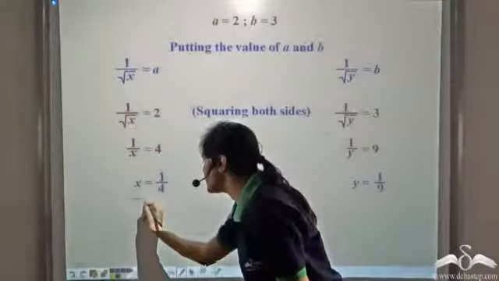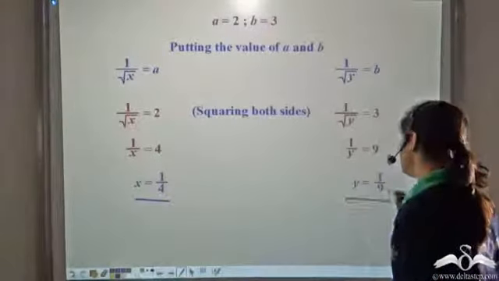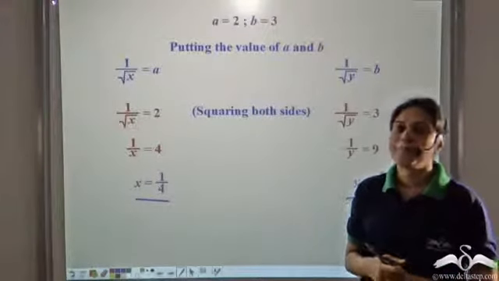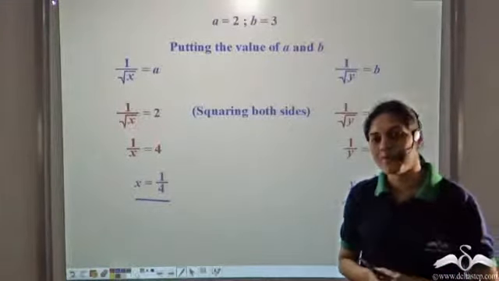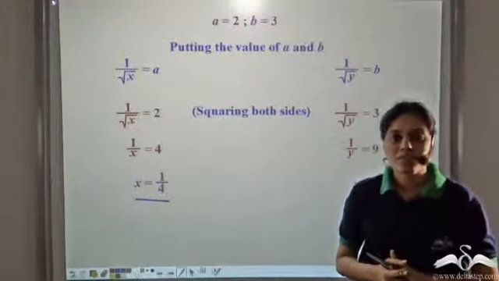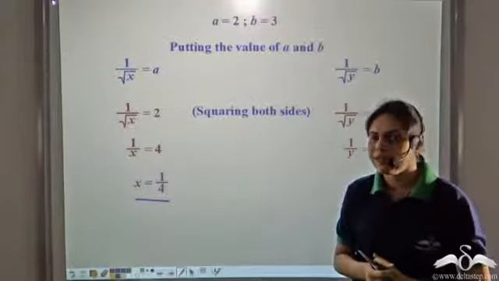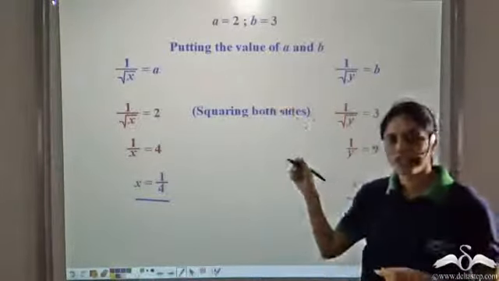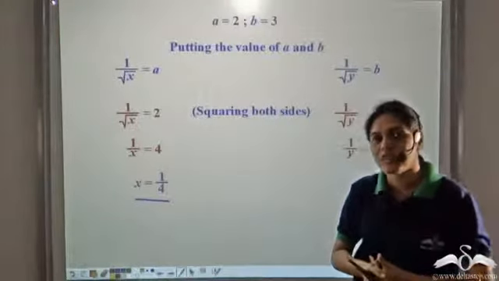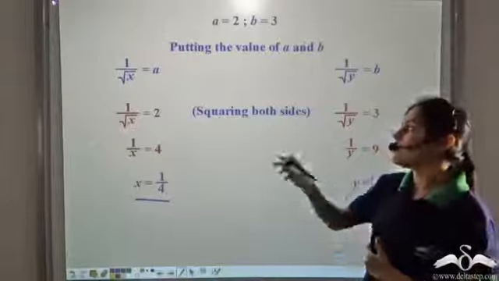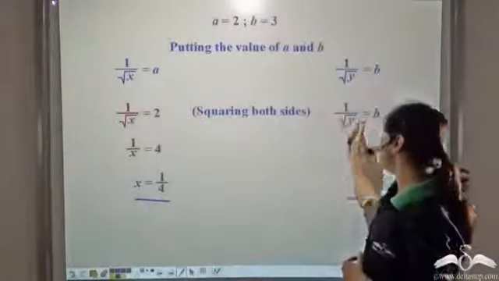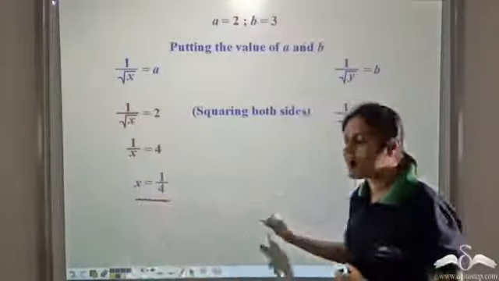So x is equal to 1 by 4 and y is equal to 1 by 9 is the solution of the pair of equations in two variables x and y which we had. Although the system of equations was not linear, we made these substitutions and transformed it into a system of linear equations in two variables, solved for the values of a and b, and then substituted the values here to get the final values of x and y.